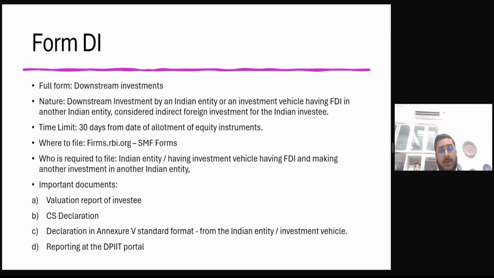And as I said earlier, on the Department for Promotion of Industry and Internal Trade portal, there is a separate reporting that you have to do. A lot of times we forget to file over there also, so that results in non-compliance. So if you are doing Form DI, remember you have to file at the RBI FIRMS portal, and also go to the DPIIT portal and file over there.